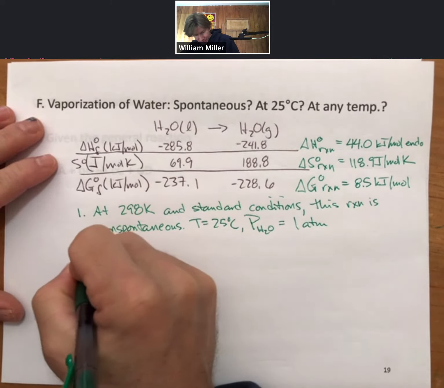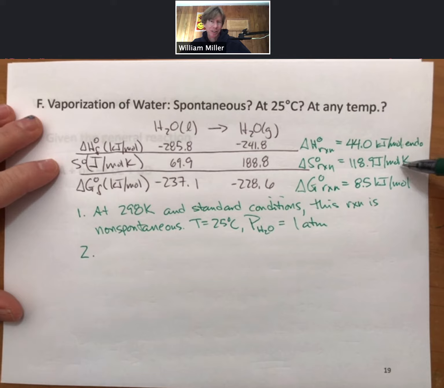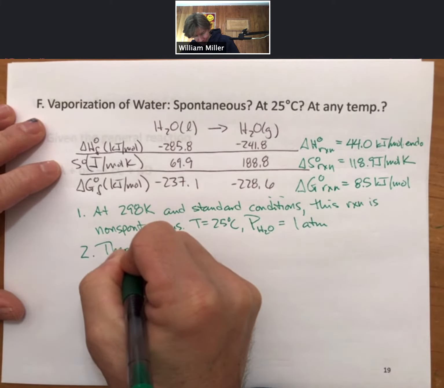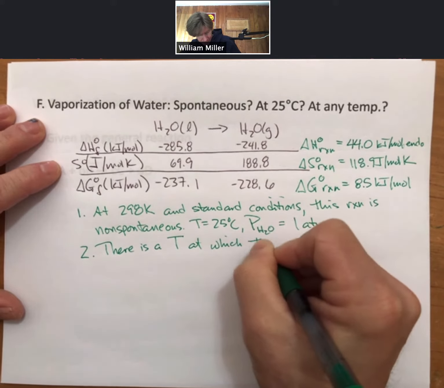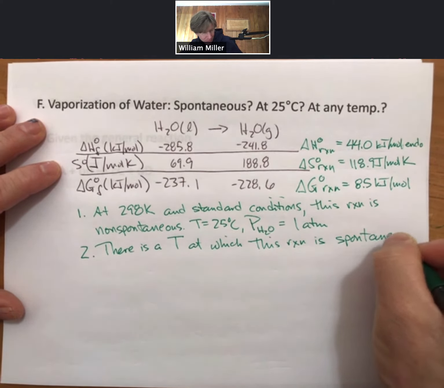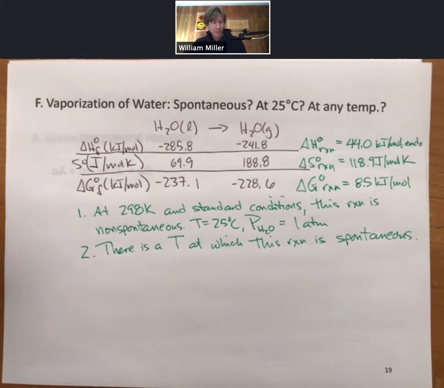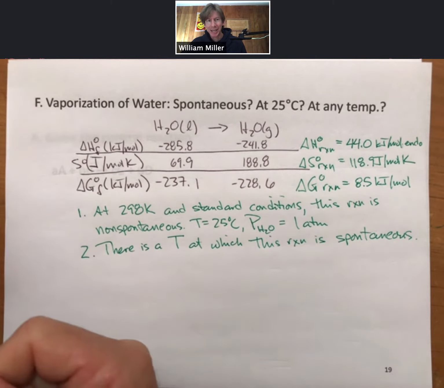So, 2, because it's endothermic, which tends to be non-spontaneous, and also the entropy increases, which tends to be spontaneous, there is a temperature above which this reaction is spontaneous. And we'll solve for it in a minute. Let's see, and in fact, let's do that now.